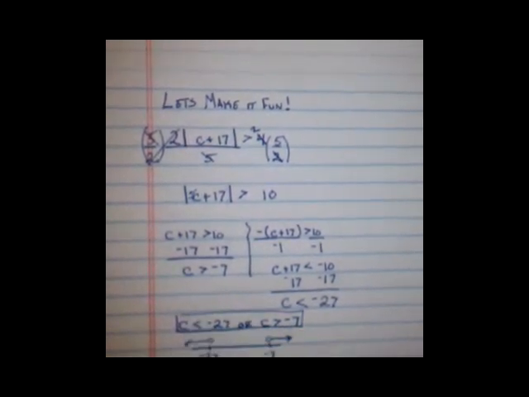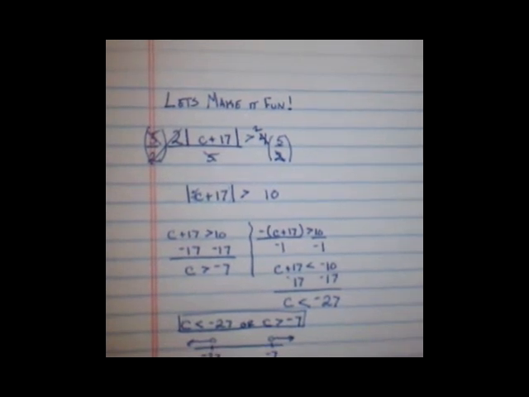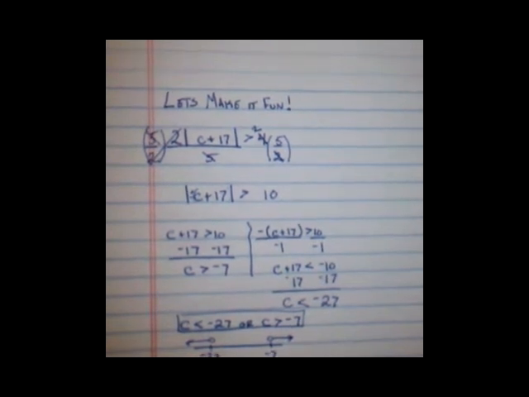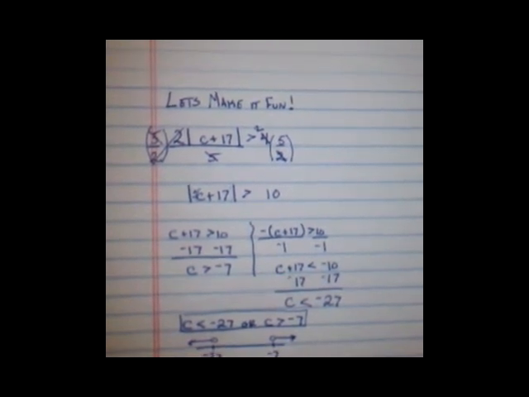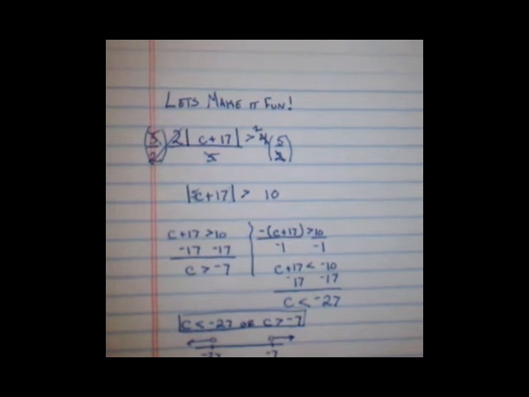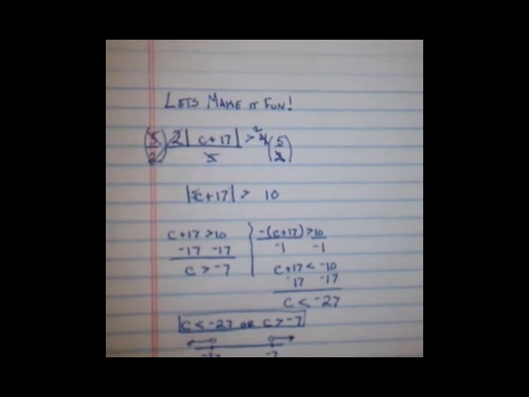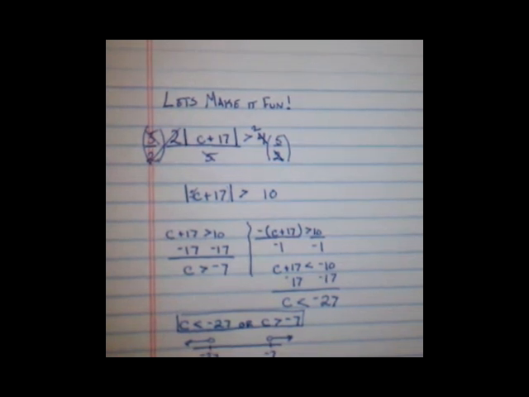Done. Interval notation. Negative infinity to negative 27. Parentheses. There's no equal to. There's no bracket. Or from negative 7 to infinity, parentheses. So not a whole lot I could do to complicate things. If you can handle one, you can handle them all. There you have it.